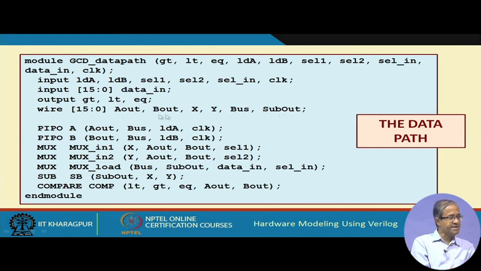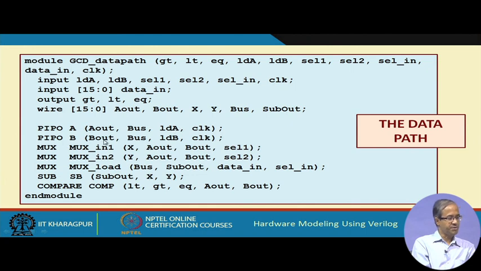And these intermediate signals A out, B out, X, Y, bus and the output of the subtractor are all assumed to be 16-bit buses of type wire. Now, just as in the schematic we have seen, we use 2 registers A and B, 3 multiplexers, 1 subtractor and a comparator. So, we have just instantiated that many functional blocks here. Parallel in, parallel out is a register we have already defined, I will show it.